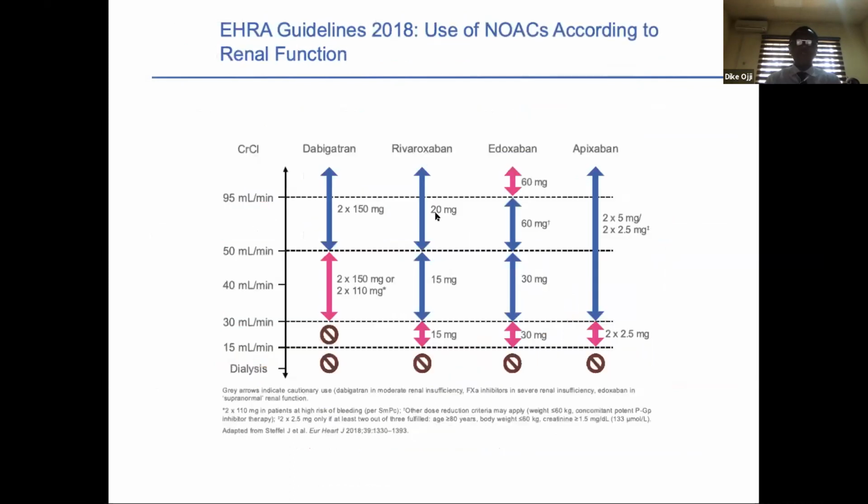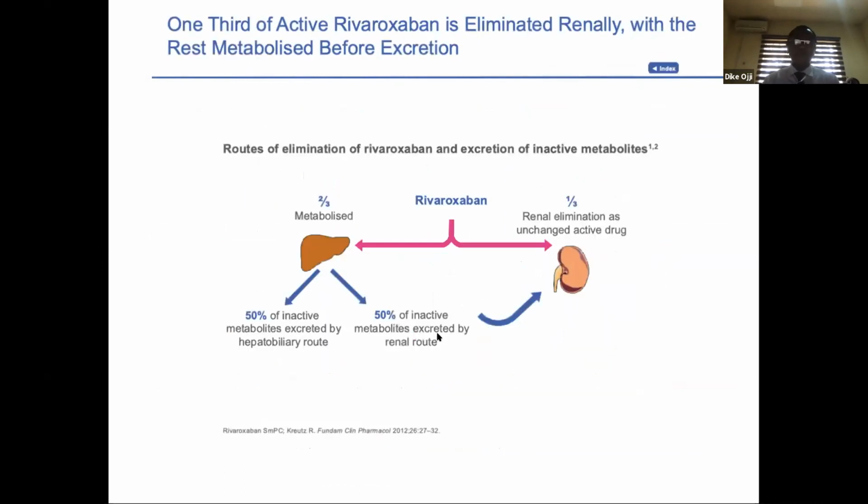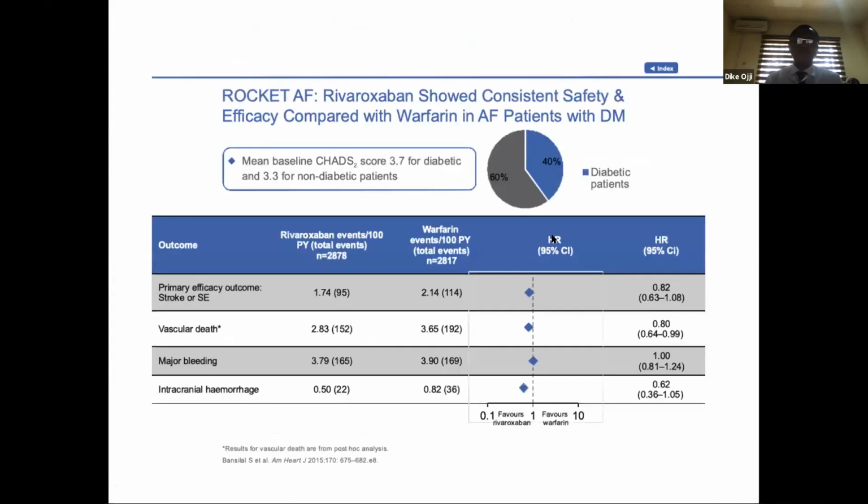You can see the reduction for patients, look at 15, even patients with creatinine clearance of 15 mL per minute who tolerate the 15 milligrams of rivaroxaban. And why is this so? Because of the mechanism of metabolism, because only one third of rivaroxaban is actually excreted from the kidneys.